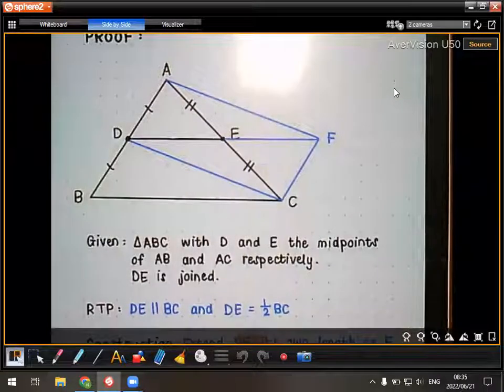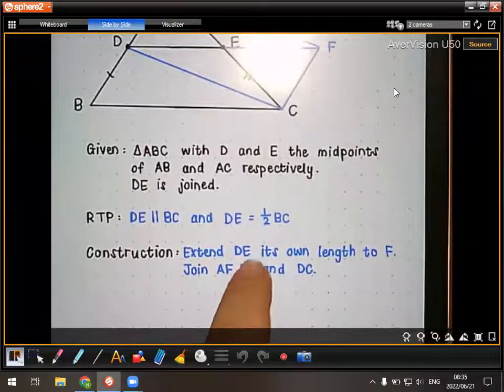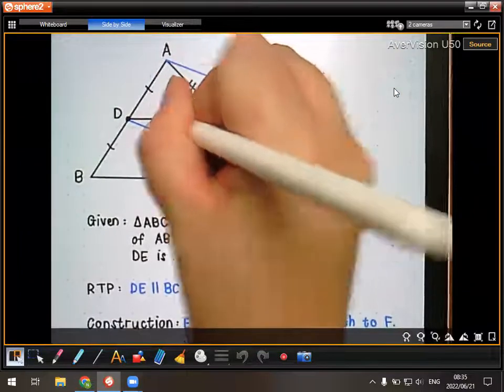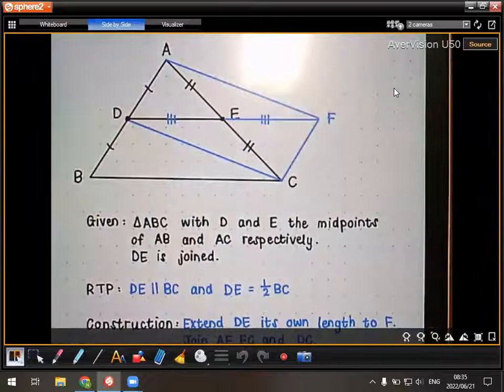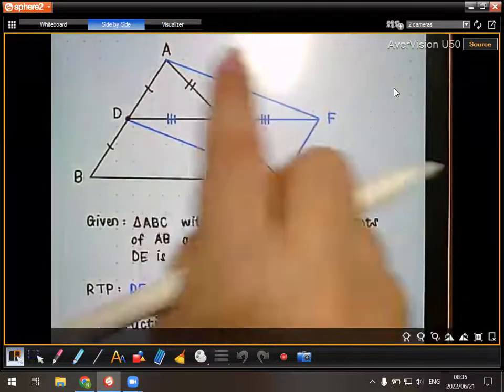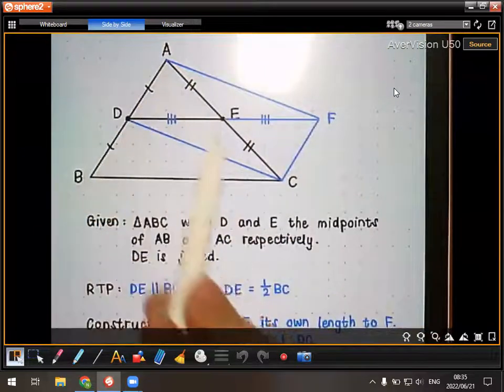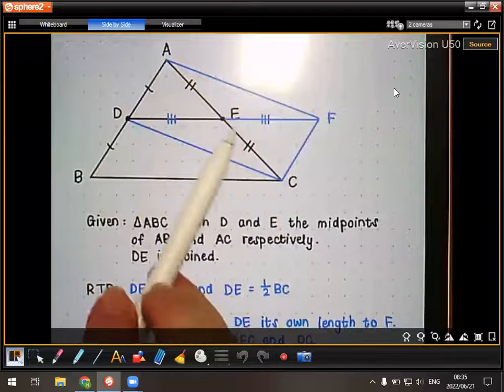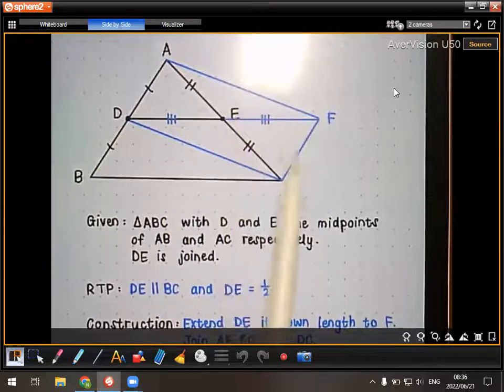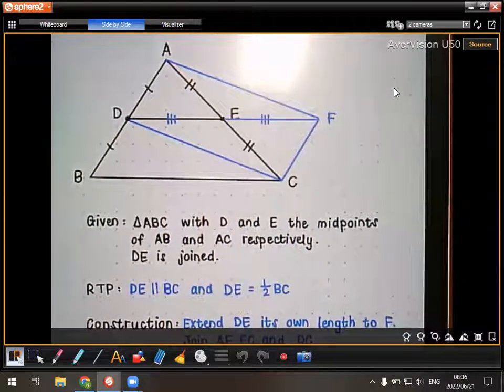Well done. Remember, guys, what we constructed now is we extended DE by its own length to F. So we can pull in that DE and EF are the same length, right? You even measured them. You measured the length of DE and then you put that same length on it. So guys, we remember that one of the ways to prove that something is a parallelogram is by showing that the diagonals bisect each other, right? Now, if this is the quad that we're looking at, those two were given to be equal. They told us that AE was equal to EC. And now we've constructed that DE is equal to EF. So we have that, guys. We have that both of these diagonals bisect each other.